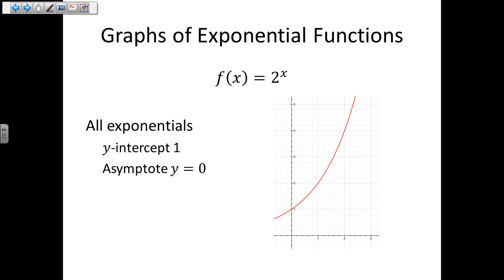As long as we stick to the basic b to the x power, then the graph always goes through the y-axis at a positive 1. We have a horizontal asymptote at the x-axis, or at the y equals 0 line. That means that that graph forever gets closer and closer to the x-axis, but never touches it, never crosses it.